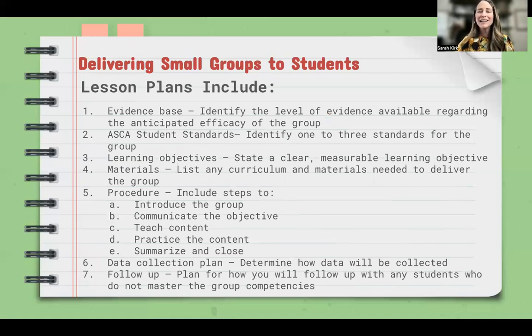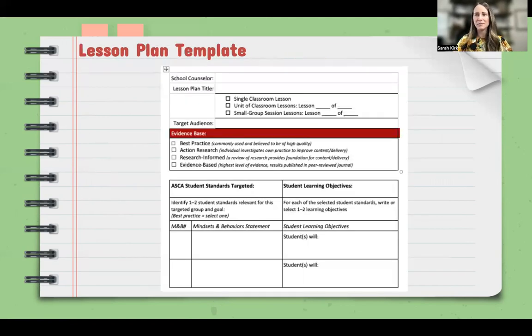All right, and we want to use a lesson plan to design as we deliver our small groups, right? Because again, we're getting away from random acts of counseling. So the lesson plan template that ASCA has is a great outline of how to provide a really strong lesson. We can use the same template for our classroom lessons, and we can use that for our small groups as well. And it asks us for these 7 different areas. We want to include information in each of these, but let's just take a look at the lesson plan template.